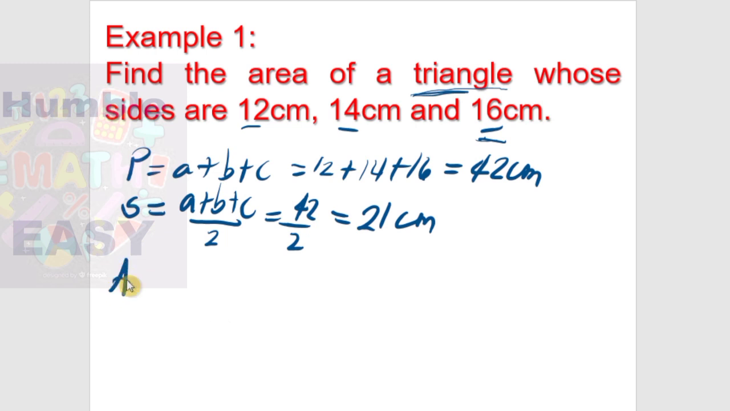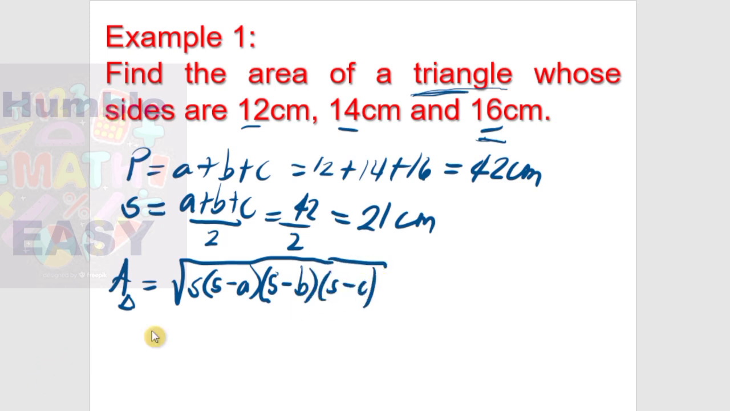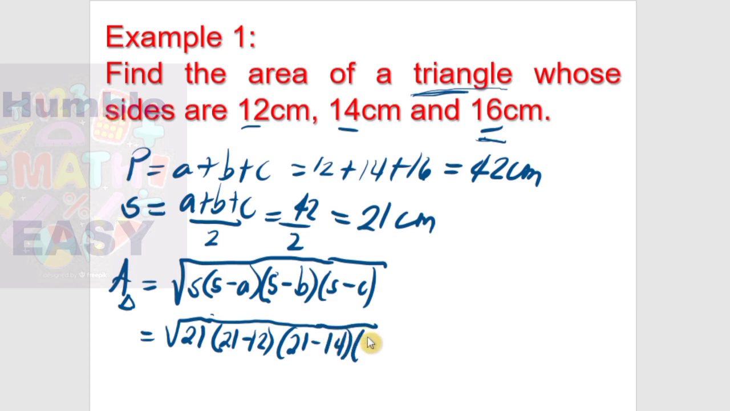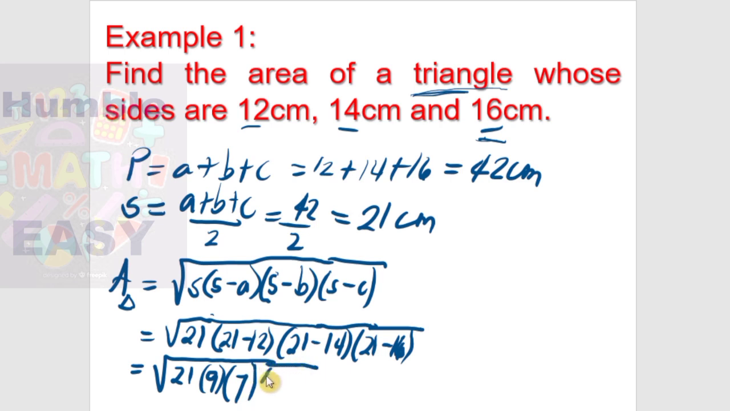From that, the area of the triangle using Heron's formula is the square root of the semi-perimeter times semi-perimeter minus A, times semi-perimeter minus B, times semi-perimeter minus C. Replacing all those values, we have the square root of 21 times 21 minus 12, which is 9, times 21 minus 14, which is 7, times 21 minus 16, which is 5.